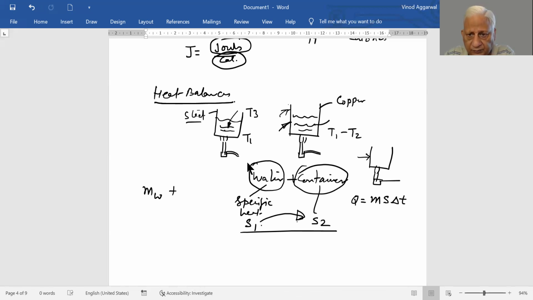Now, can we convert this mass into an equivalent mass of water which will behave in the same fashion? Yes, we can do that. Q is equal to M, let us say the specific heat is 1. Now, if we convert this mass of container or metal or whatever into an equivalent weight of water, then we need not bother about specific heats. We can simply take mass and temperature differences.